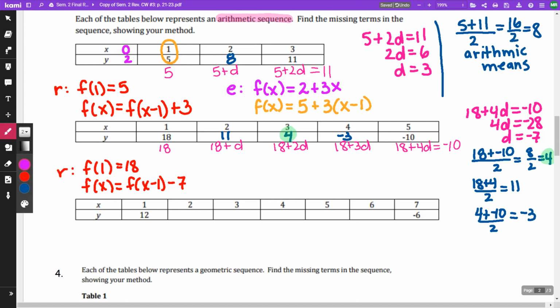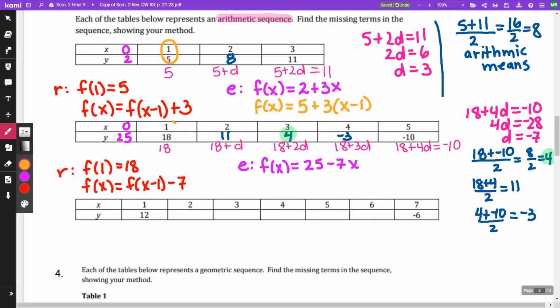Then my explicit one, if I go back and find my 0, so if I'm minusing 7, I'm going to go backwards by adding 7, and that's going to give me a 25. So f of x is equal to 25 minus 7x. Okay, this is always my 0. This is what I'm adding and subtracting.